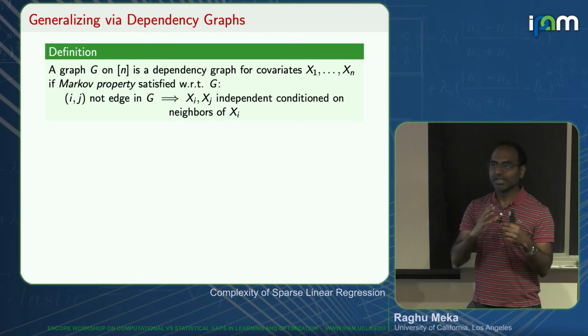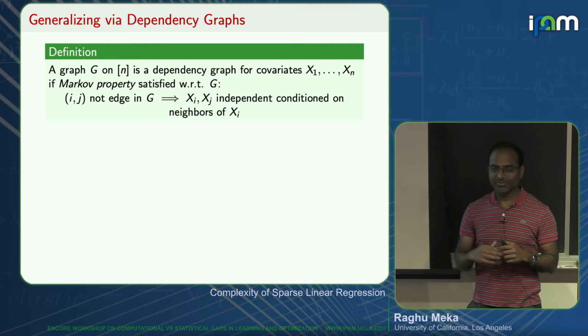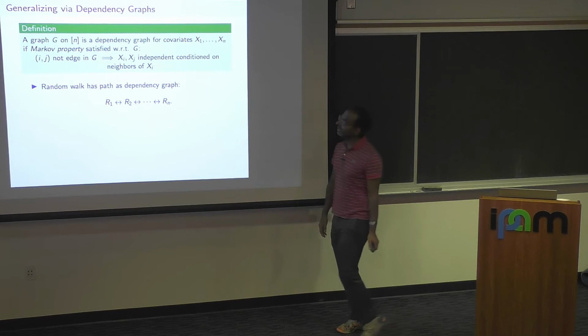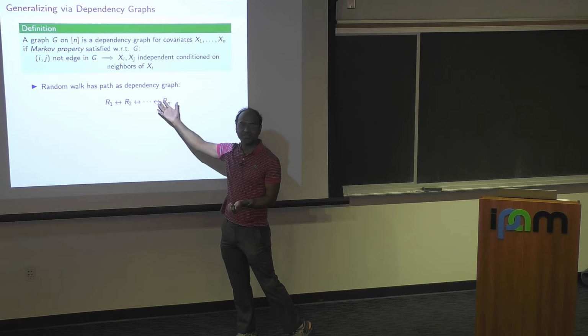So if I remove them, then they become independent. So either of the vertices? Either of the vertices. In fact, all of these things are equivalent. Conditioning on everything apart from i and j, just on the neighbors. For the setup we have, they're all equivalent. Okay? So if I follow this definition, random walk has a very simple dependency graph.